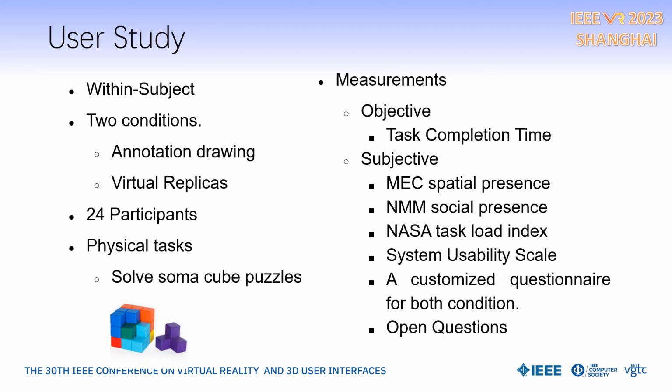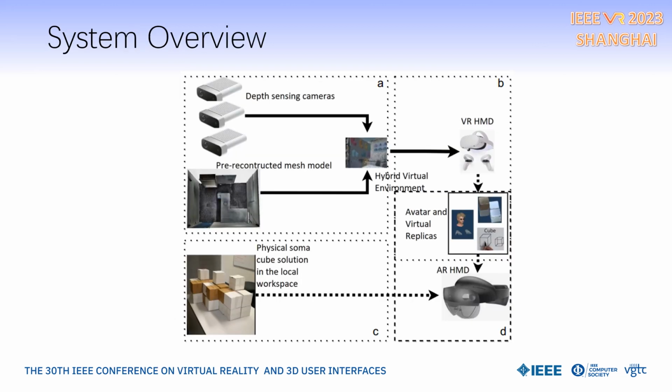We collected task completion time as the objective data. We used the MEC Spatial Presence Questionnaire, NMM Social Presence Questionnaire, NASA Task Load Index Questionnaire, and System Usability Scale Questionnaire to collect the subjective data. We also defined a customized questionnaire for both conditions. We asked some open questions after finishing each session of the experiment.